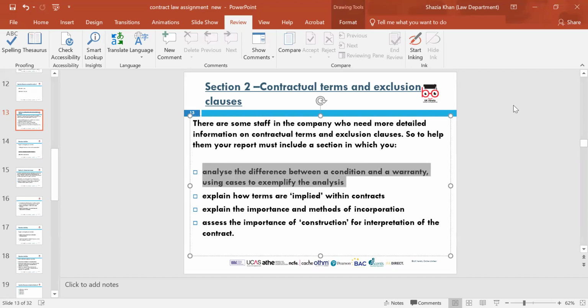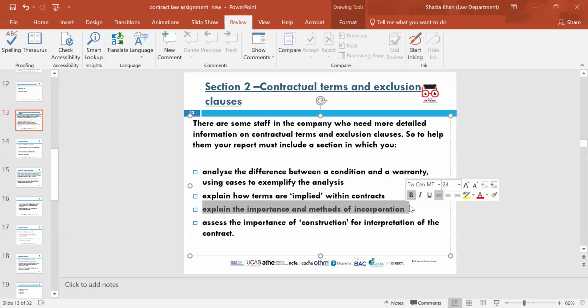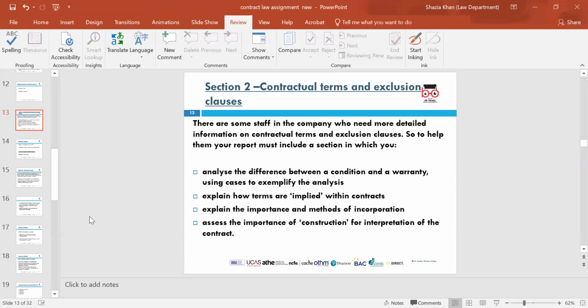Analyze the difference between a condition and a warranty using cases to exemplify the analysis. Then the second one is to look at explaining how terms are implied within a contract, and then write within that. Then the third assessment criteria is to explain the importance and methods of incorporation, and then write under that. And then the fourth part of section 2 is to look at assessing the importance of construction for interpretation of a contract. So these need to be covered in regards to your element of section 2, and each one needs to be covered individually with the heading and then the work under that.